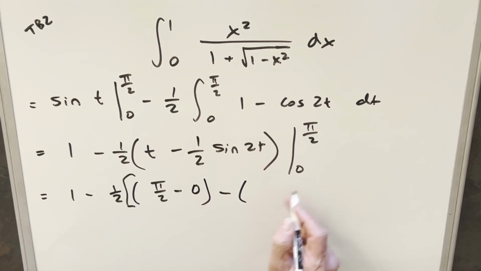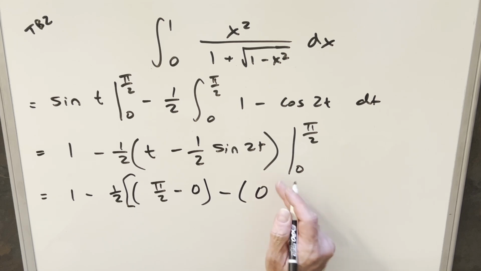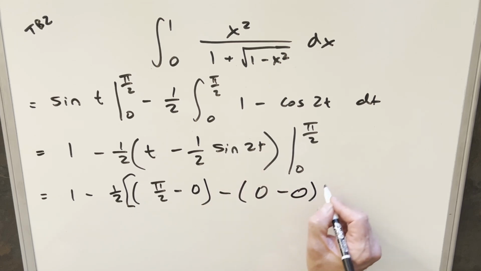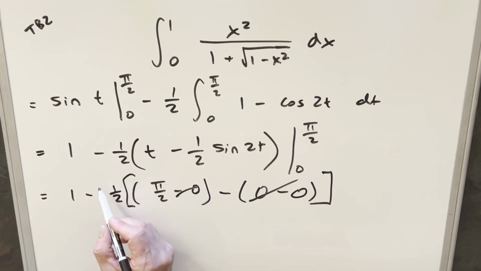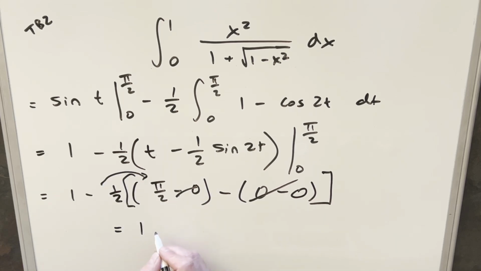And then for the second part, we plug 0 in for t. That's just a 0. Sine at 0 is 0, so this whole second part is just going away. This here is nothing. We just need to distribute in the minus 1/2. And so for my final solution of this, we just get 1 minus pi over 4.